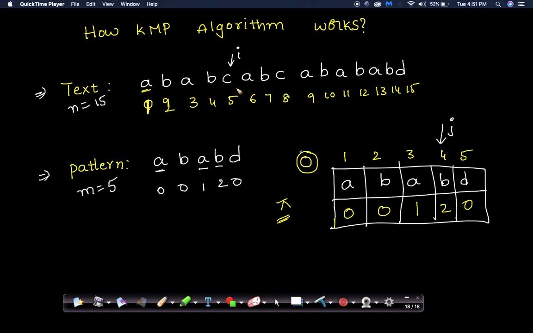Then again I will repeat the same step. The value present at the j plus 1 index, that is d, I am going to compare with the ith index, that is, the ith index value is c in the given input string. There is a mismatch. Then what we have to do? In the brute force approach, we are backtracking this i to the first index, that is the second index. We are going back again and starting from here. That is the main drawback of the brute force approach.